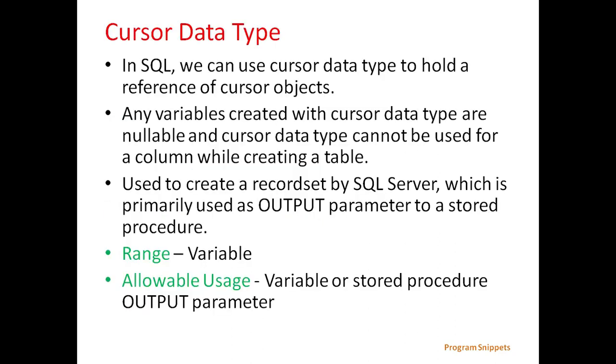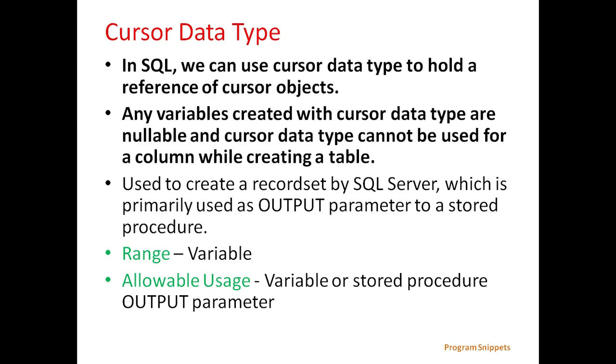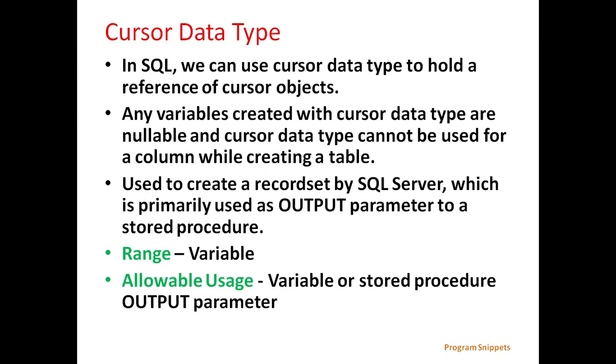First is the cursor data type. In SQL, we can use the cursor data type to hold a reference to a cursor object. Any variables created with the cursor data type are nullable, and the cursor data type cannot be used for a column while creating a table. The cursor data type is used to create a record set by SQL Server, which is primarily used as an output parameter to a stored procedure. The range of the cursor data type is variable, and it is used as a variable or stored procedure output parameter.